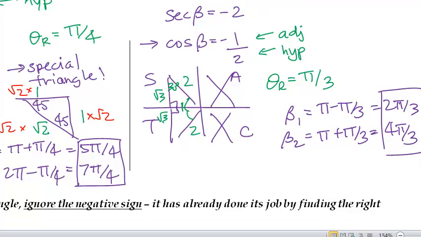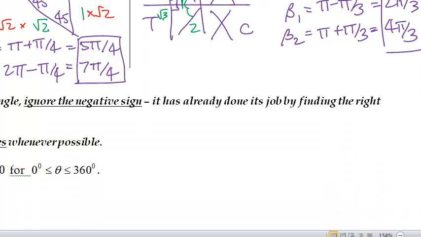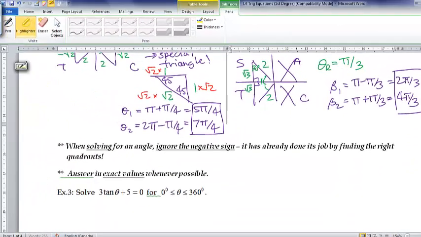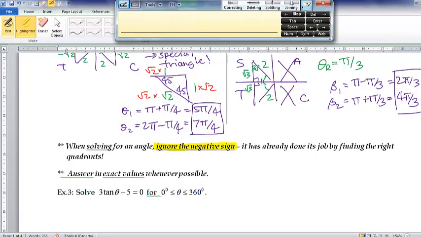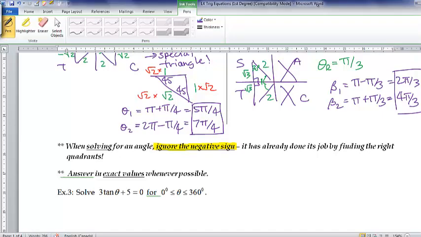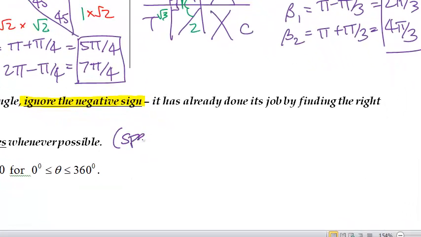Okay. Note here, when solving for an angle, ignore the negative sign, right? Because that's already been taken care of by finding the right quadrants. By doing the ASTC thing, it's taken care of the negative. So once you've done that and you know your quadrants, you can actually ignore the negative altogether. It doesn't make a difference. And of course, answer in exact values when possible. So that just means special triangles. Be on the watch for those guys.